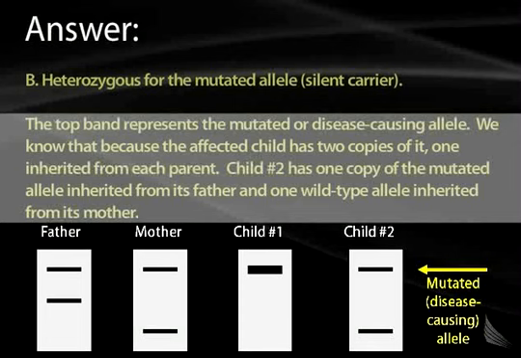Now, child number 2 has a copy of this mutated allele, but the second allele is the short allele inherited from his mother. And so we know that he carries one allele with the affected gene, but the other allele is normal. And so we can predict then that this particular child will not be affected by the disease, but has the possibility of passing it on to his offspring.